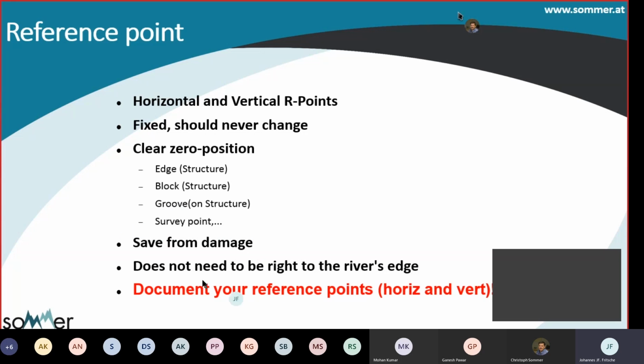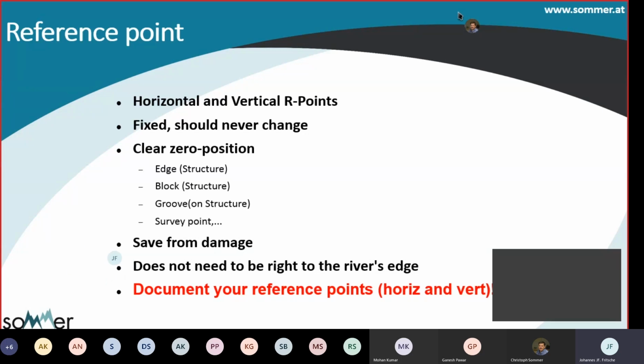Then it should be safe from damage. So it should be strong enough. For example, some bridge railings, they might get damaged by an accident. So you have to make sure that your point, your structure you're using as a reference is safe from any damage.